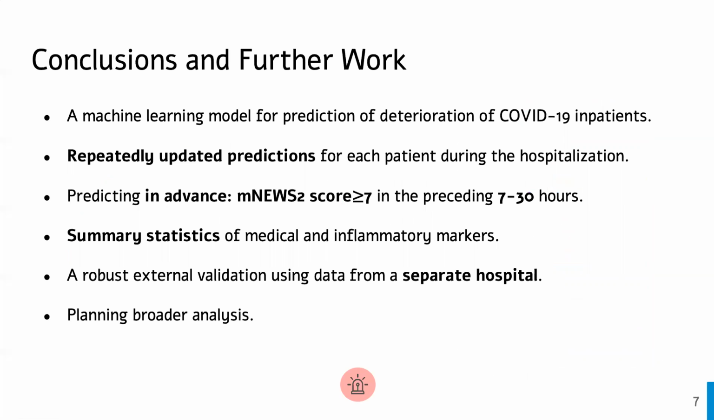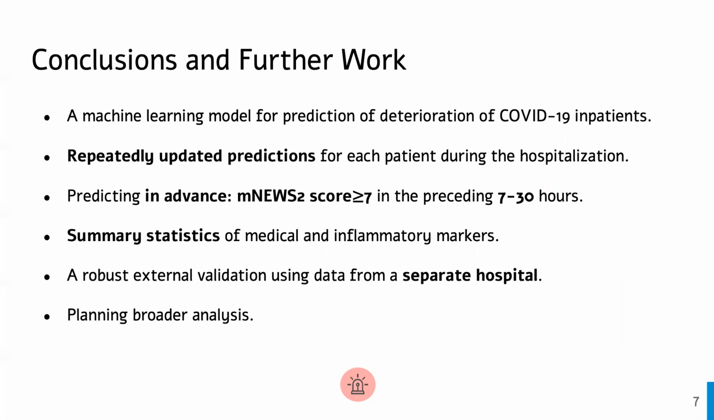Our model has several strengths. It generates repeatedly updated predictions for each patient during the hospitalization, addressing the temporal dynamics of the disease. All the predictions refer to events at least 7 hours in advance. We showed the importance of including summary statistics of medical markers. The model was tested on an independent patient cohort from a different hospital and demonstrated comparable results.